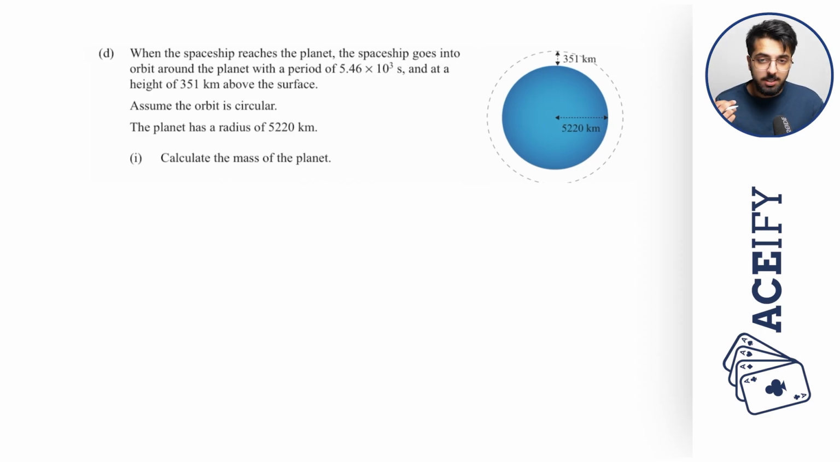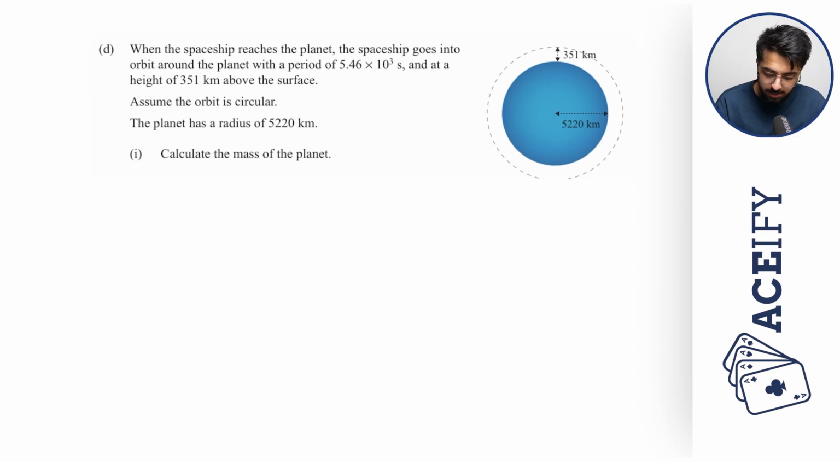Alright, so we know that when the spaceship is in orbit, it's in circular motion around the planet, and in this case the Fc on the circular motion is provided by our Fg, and so our Fg is equal to Fc.